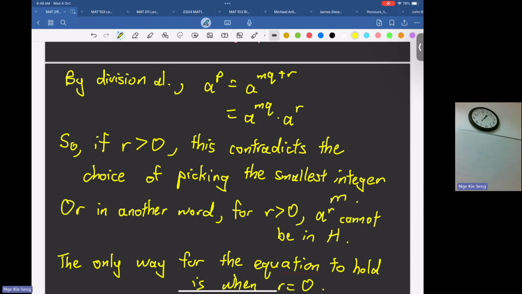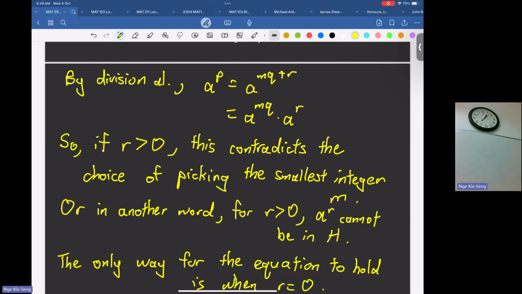Is Z cyclic or not? Why is Z cyclic? Who generates Z? One. Also one. 1 plus 1 is 2. 1 plus 1 plus 1 is 3. 1 plus 1 plus 1 plus 1 is 4. Okay. Minus 1 exists. Why? Because of the group axiom. And then you can go forever negative as well.